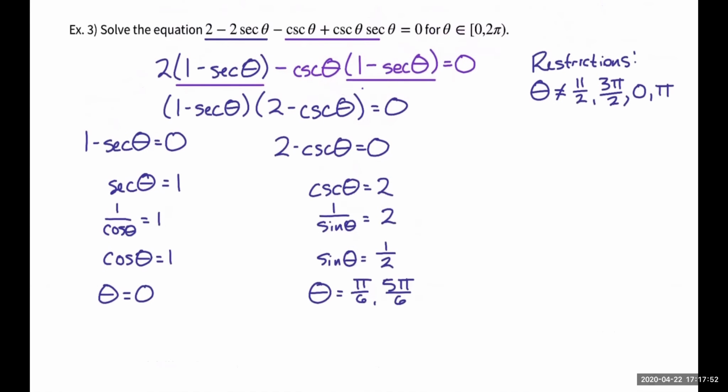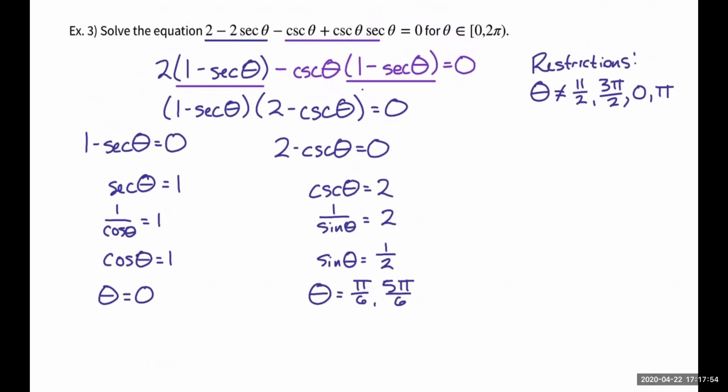Right, and so now it's time to write up our solution set. But before we throw all 3 of these into those fancy brackets, let's make sure that we are checking our restrictions, because look at that, 0 is one of the values that we cannot have theta be. So this theta equals 0 isn't going to be part of our solution set. We are only looking at these 2 values, right? Pi over 6 and 5 pi over 6, that is our entire solution set.